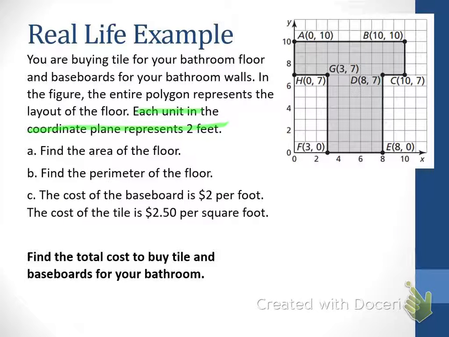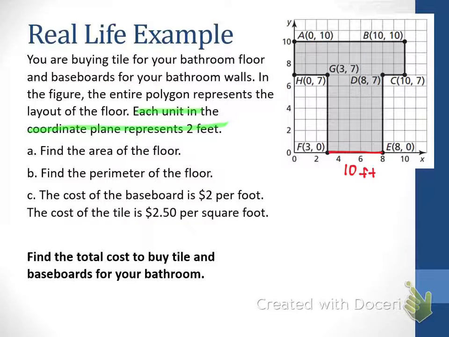I don't get this sentence right now, but I'm going to get it later. You are going to get it right now. Listen. Each unit in the coordinate plane represents 2 feet. It means this box that I highlighted in red, look, is not worth 1. It is worth 2 feet. So you have 2 feet, 4 feet, 6 feet, 8 feet, 10 feet. What is the full length of this line? 10 feet.